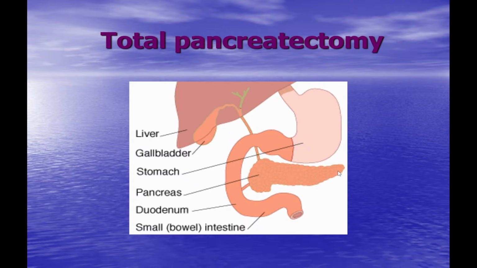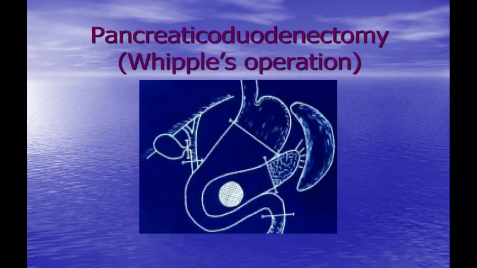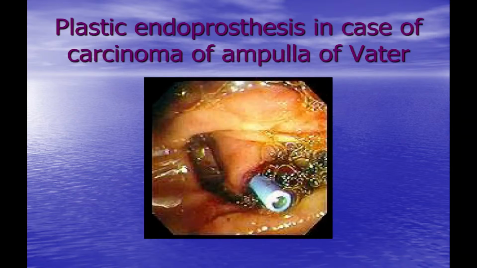Total pancreatectomy, this complex. We must remove it. Pancreatoduodenectomy, Whipple's operation, as we told, part of stomach, part of pancreas, duodenum, and part of common bile duct. This is the Whipple operation. Plastic endoprosthesis in case of carcinoma of the ampulla of Vater, with jaundice.